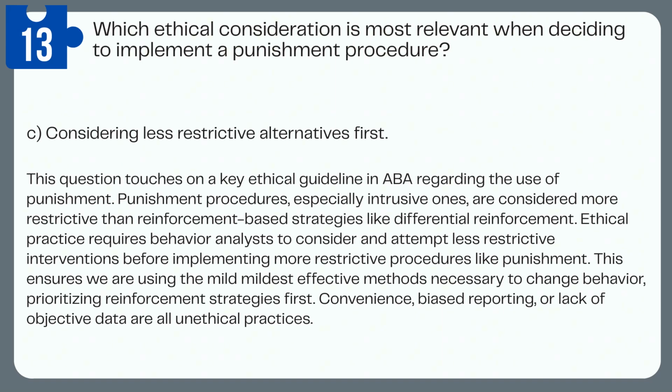Answer: C. Considering less restrictive alternatives first. This question touches on a key ethical guideline in ABA regarding the use of punishment. Punishment procedures, especially intrusive ones, are considered more restrictive than reinforcement-based strategies like differential reinforcement. Ethical practice requires behavior analysts to consider and attempt less restrictive interventions before implementing more restrictive procedures like punishment. This ensures we are using the mildest effective methods necessary to change behavior, prioritizing reinforcement strategies first. Convenience, biased reporting, or lack of objective data are all unethical practices.